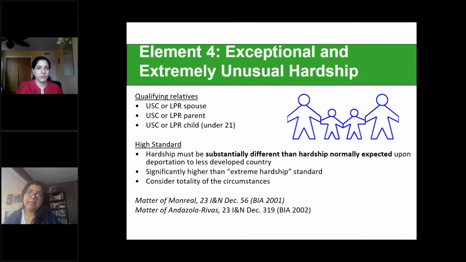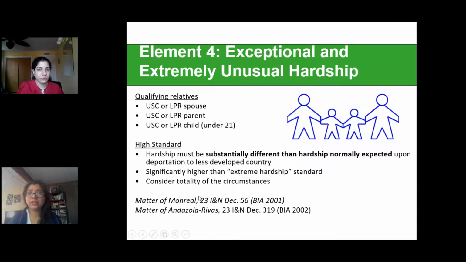The fourth element is exceptional and extremely unusual hardship, and it has to be to a qualifying relative. So it'll be important to distinguish this element from VAWA cancellation, which we will discuss in a little bit. But they have to have a qualifying relative, and those are your USC or LPR spouse, your USC or LPR parent, your USC or LPR child who's under 21.